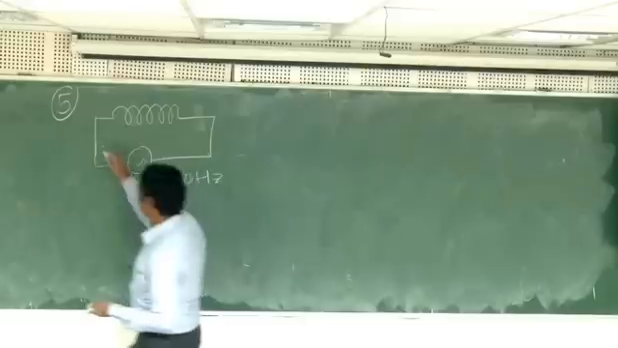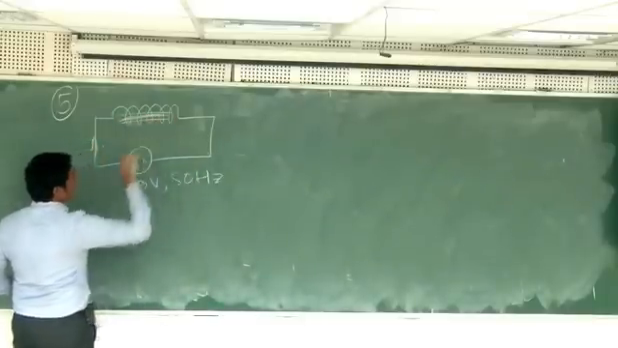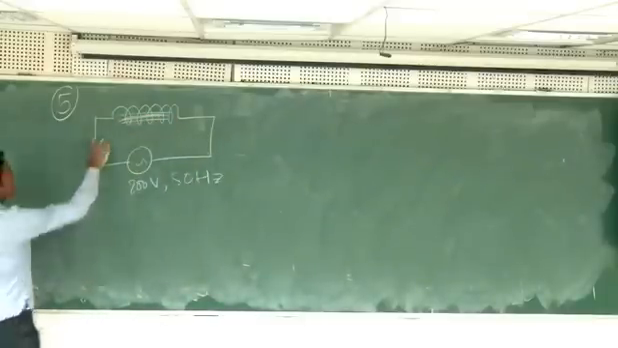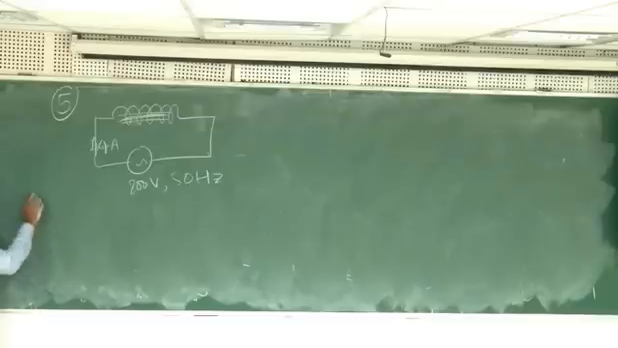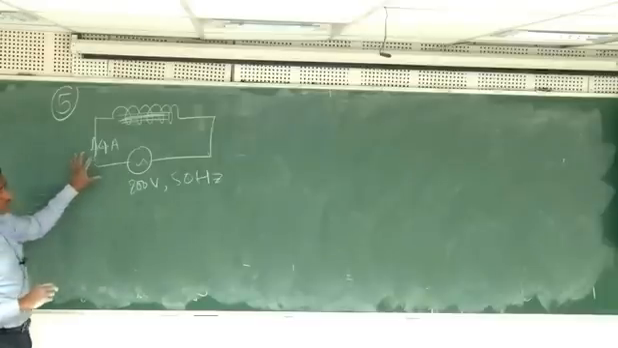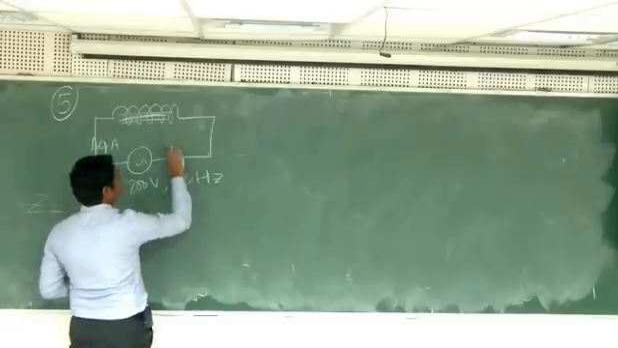Now what was the current here? If there is a core, the current is 4 amperes. So what I can do now is calculate the impedance. What is the impedance? And how much power is consumed in this circuit? It's also given in the question, 400 watts.